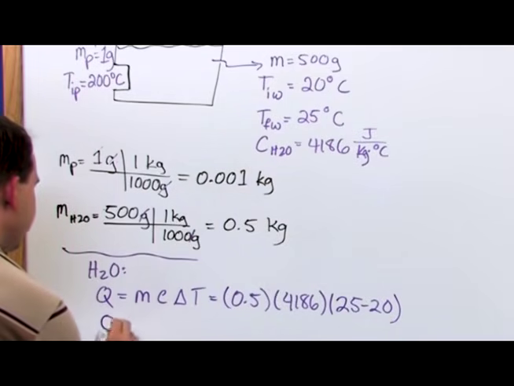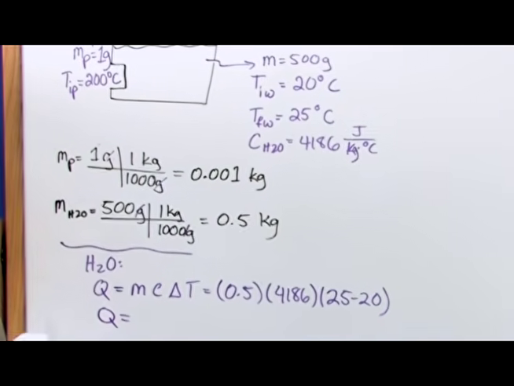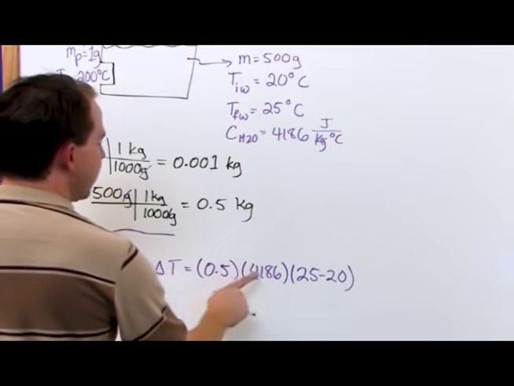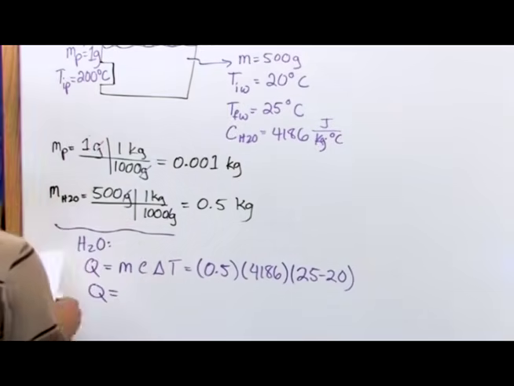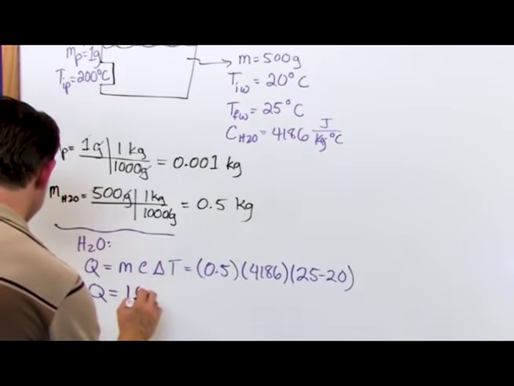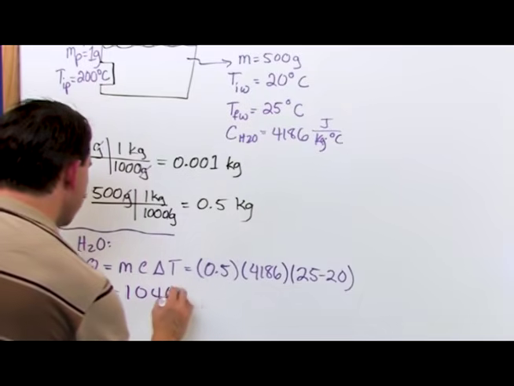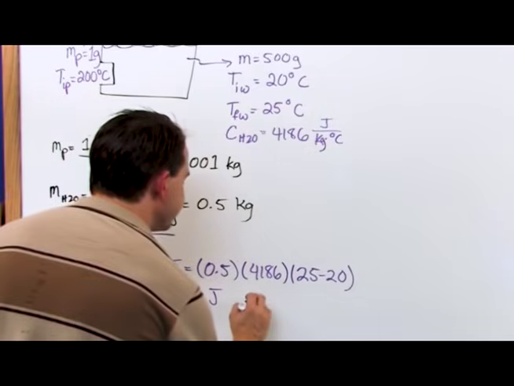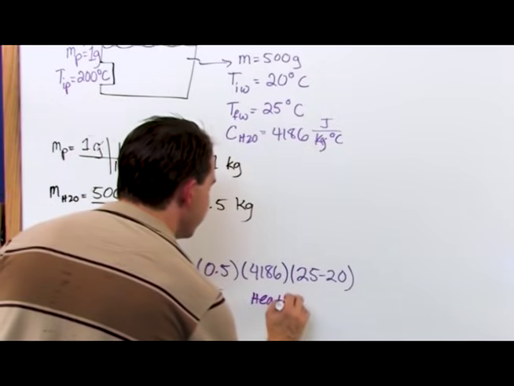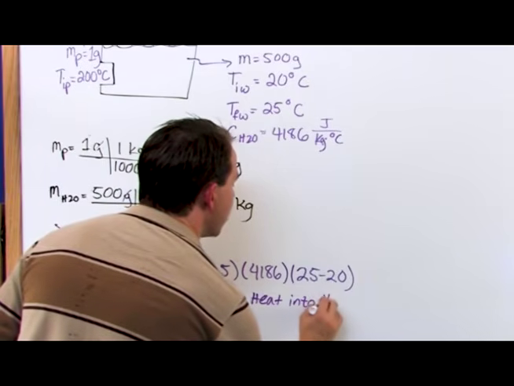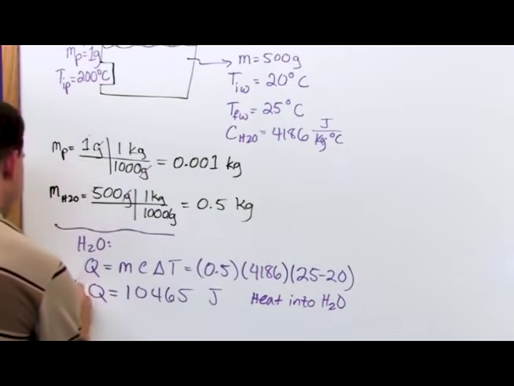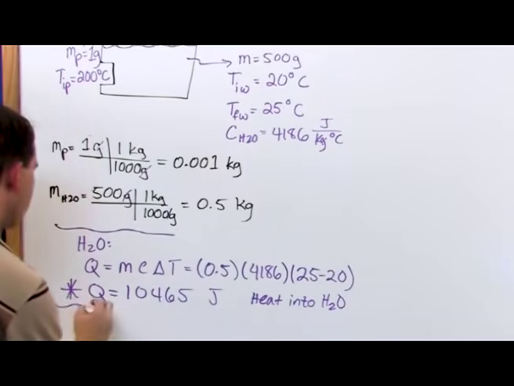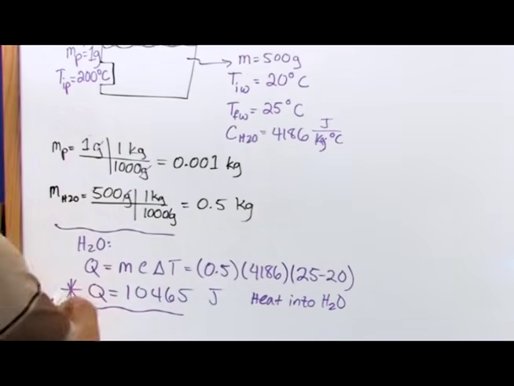So we have everything we need to actually calculate how much heat has to go into the water. Half a kilogram times the specific heat times delta T. When you do that math, you will get 10,465 joules. This is how much heat has to go into the water. This has nothing to do with our final answer, but it's an intermediate step. So that's good. We made some progress.